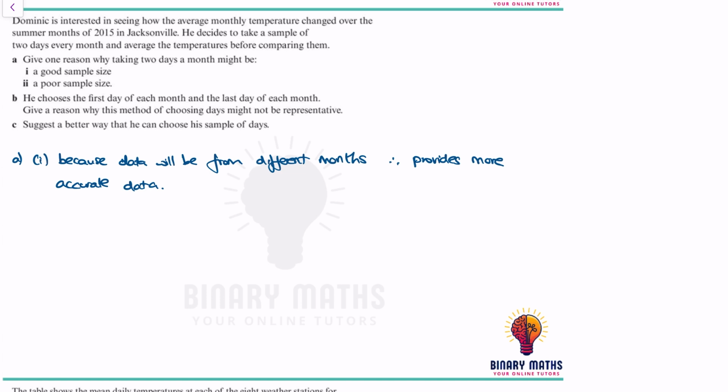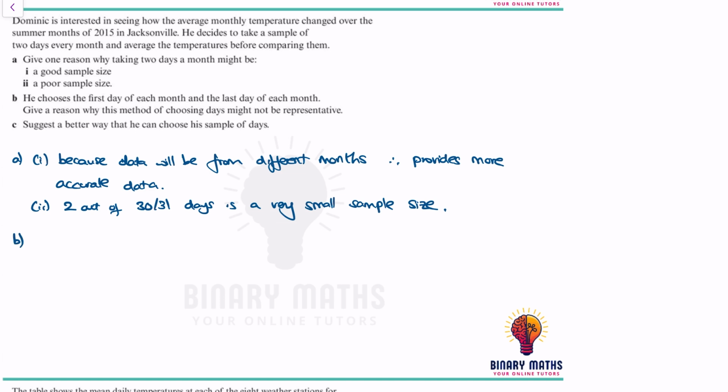And why it might be a poor sample size. 2 out of 30 or 31 days is a very small sample size. So it's not enough to make a conclusion about that month at all.